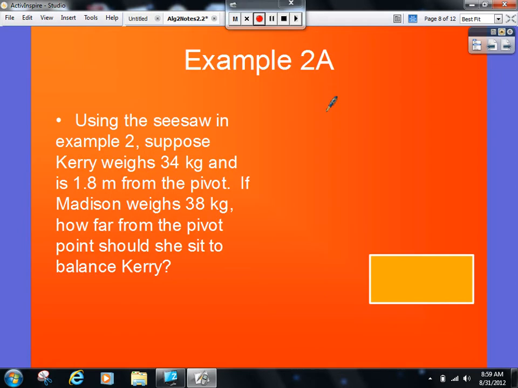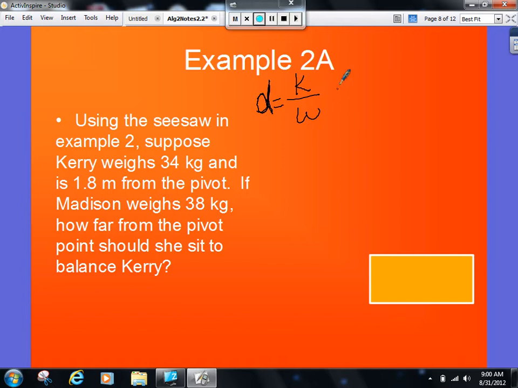So let's look at an example. D equals K over W. I'm going to write that down. Using the seesaw example. In example 2, suppose Carrie weighs 34 kilograms and is 1.8 meters from the pivot. If Madison weighs 38 kilograms, how far from the pivot should she sit? Okay, so we know it's an inverse relationship, and yes, it does not say so explicitly in the problem, but we know it from experience with the formula.